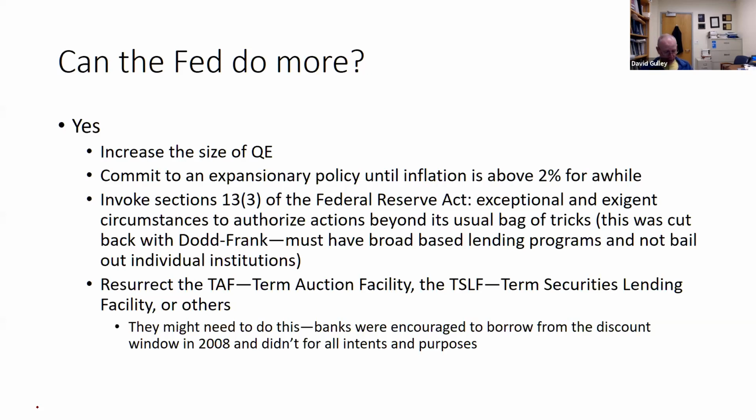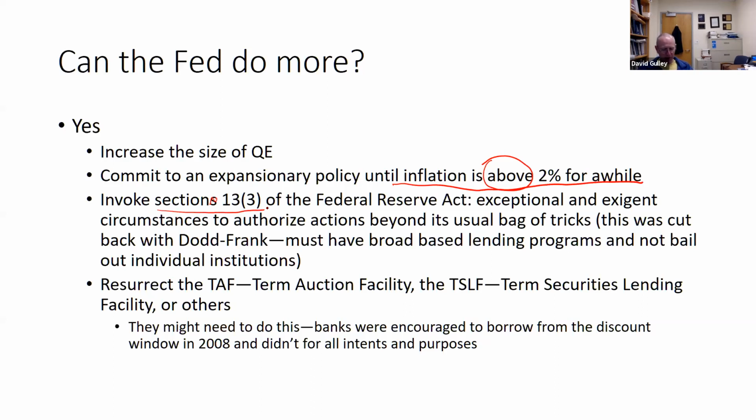One thing they could do is commit to pursuing this policy until actual inflation is above 2% for a while. And there's different verbiage that they could use to get this across. But the point here is they would want to commit to getting inflation not just back to 2%, but actually above 2%, so that over a period of time, inflation would average 2%, in other words, right around the Fed's target.